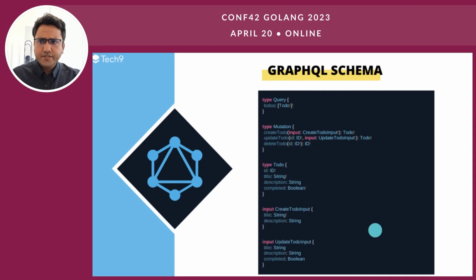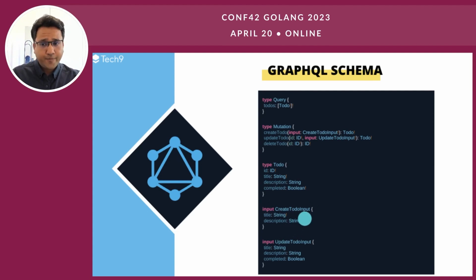Let me show you a quick example of a GraphQL schema. So we have query for fetching the data, we have mutation for updating the data, and we have different models. Now let's consider a simple example where we want to create a to-do app. The to-do app will require an ID, title, description, and completed. To get the data from the API, we are going to have another input: if you want to create a to-do, then we need to pass a title and description. Here the description is optional.